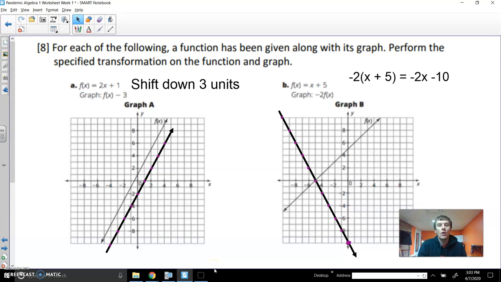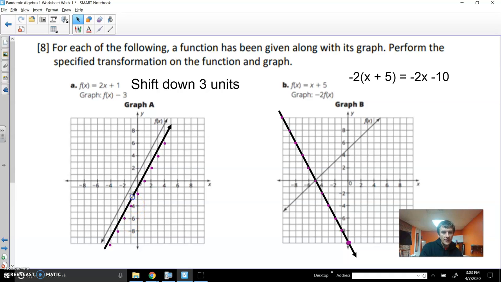So number 8, we are shifting, or what they call translating or transforming linear equations here. So for each of the following, a function has been given along with its graph, and perform that specified transformation on the function and graph. So the first thing I notice is it says it's 2x plus 1, and I just double check that that was correct. It starts at 1 and it goes up 2 over 1, and that's what we have for f of x. Now, what this is asking us to do is basically subtract 3 from whatever you get when you plug in a value in for x. Whenever you're done with all of that, you multiply by 2, you add 1. After you do all that, we'll just subtract 3.